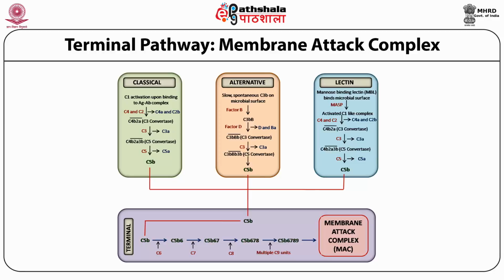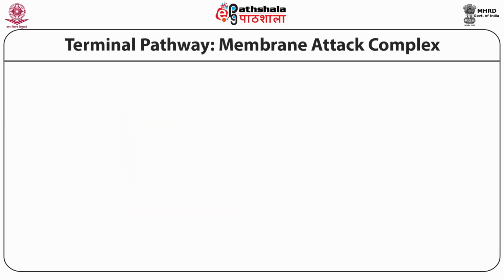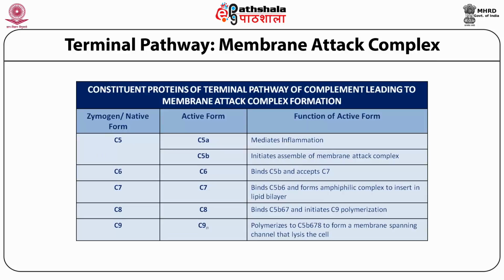Next, C8 binds to C5b6-7, which creates a small pore of approximately 10 angstrom. 10 to 17 molecules of C9 polymerize around the C5b6-7-8 complex and increase the pore size from 10 angstrom to around 100 angstrom. This pore causes osmotic instability in the target cell because of water influx and loss of electrolytes, ultimately leading to cell lysis. Various proteins involved in the terminal pathway of complement activation are listed here.